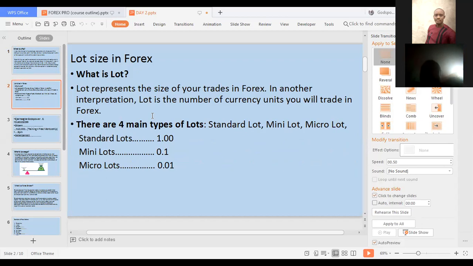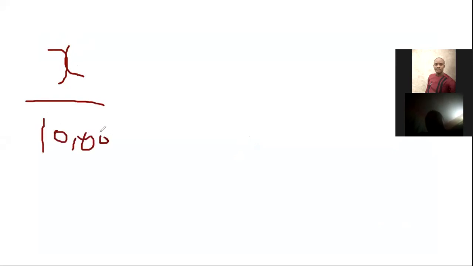If you look at it clearly, with all these types of lot sizes we have, I can now decide, let me explain what I'm trying to say. I have a formula for lot size I usually use, and the formula is what? X over 10,000. X over 10,000 is the formula I use.